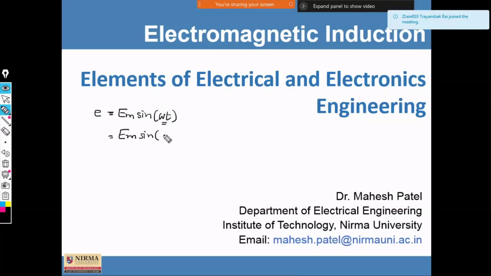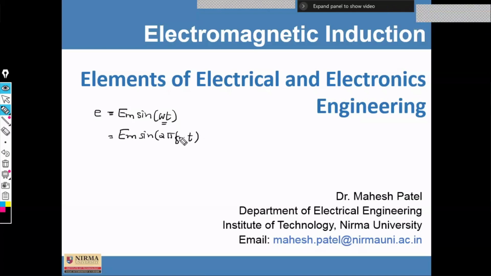I hope the screen is visible. Okay. Now, in the previous session, we derived an expression of an alternating voltage and current: e = Em sin omega t. Fine. And in various forms of omega, we can write different equations: Em sin 2 pi f t, where f is the frequency. So today we will discuss this frequency also.